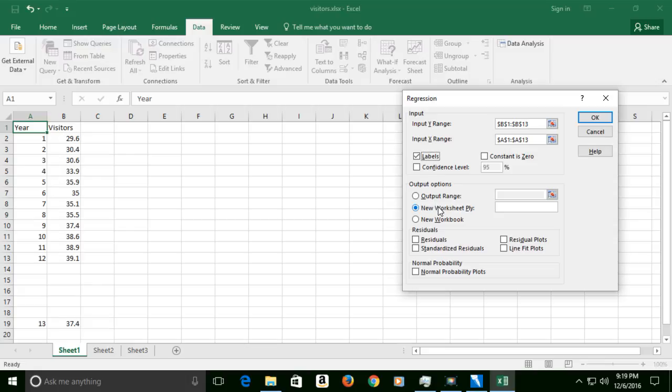Then it says, where do you want your output? And you can put it in a new worksheet ply. You can put it in a new workbook. You can put it in a spot. Okay? We'll go ahead and put it in a new worksheet ply just for fun. Then it comes down here and it uses the word residuals. Most statisticians really don't talk about their residuals so much as the errors. Those are the errors. So let's click on the error residuals, which is the errors. And let's click on residual plots, which is another way of saying it's going to graph the errors. Okay? With me on that. Can we click OK? You ready? It'll be exciting.